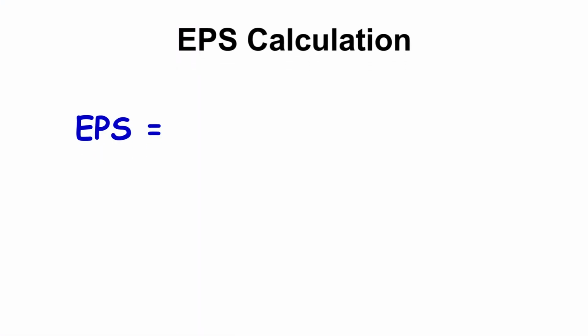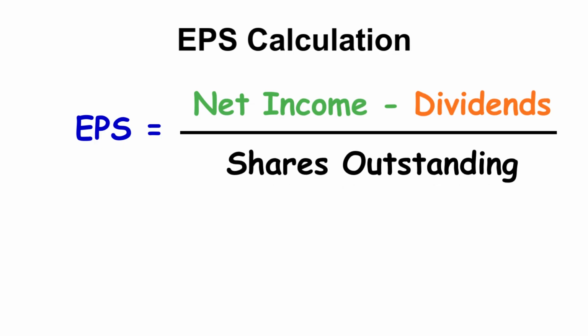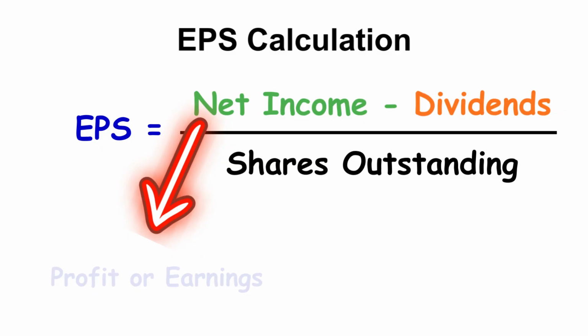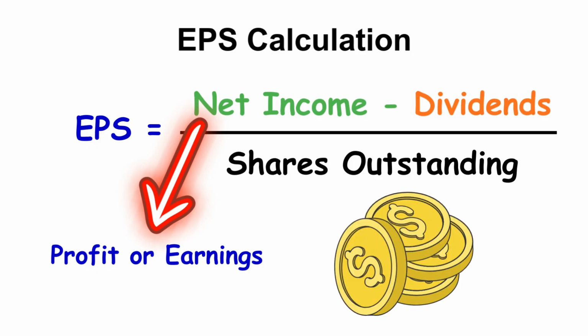Now let's talk about how earnings per share is calculated. The formula is fairly simple. You take the company's net income, subtract any dividends paid to preferred shareholders, and then divide that number by the total shares outstanding. You may also see net income referred to as profit or earnings. In most cases, these terms are used interchangeably. What we are really looking for is how much money the company earned after covering all of its expenses.